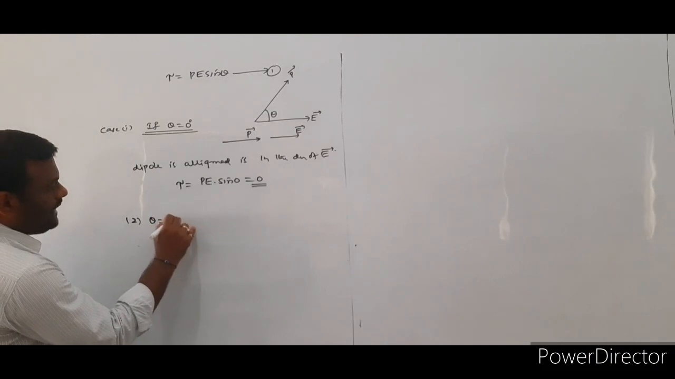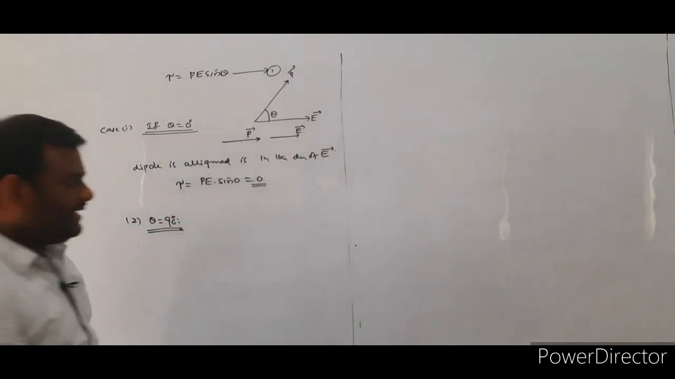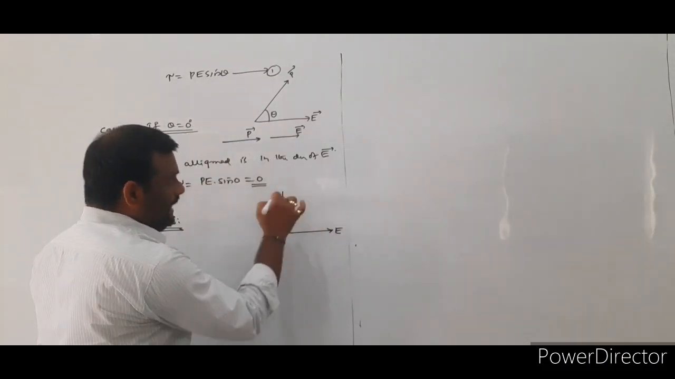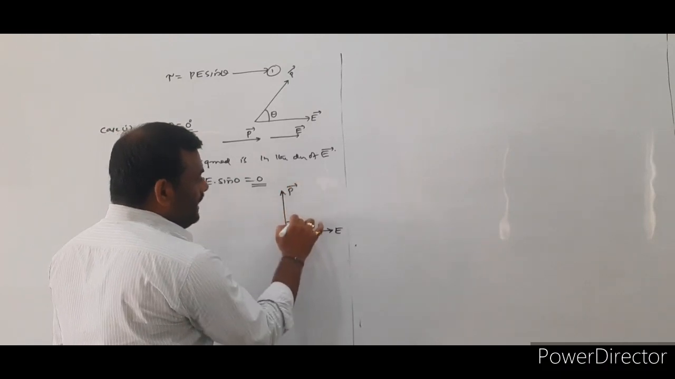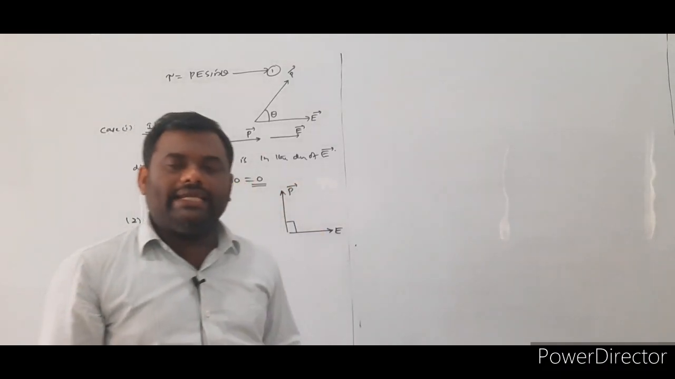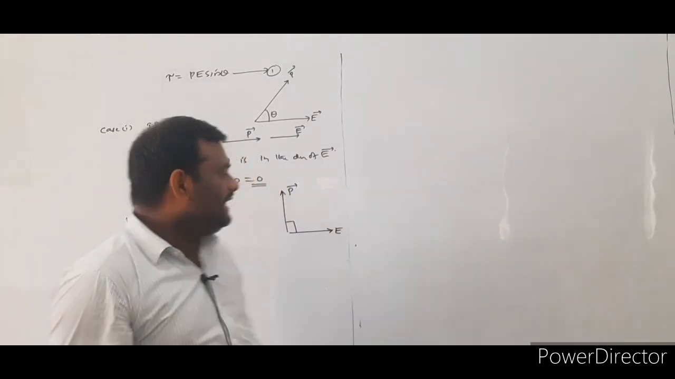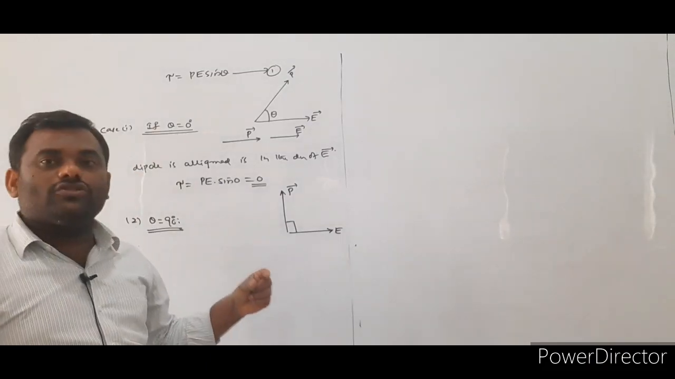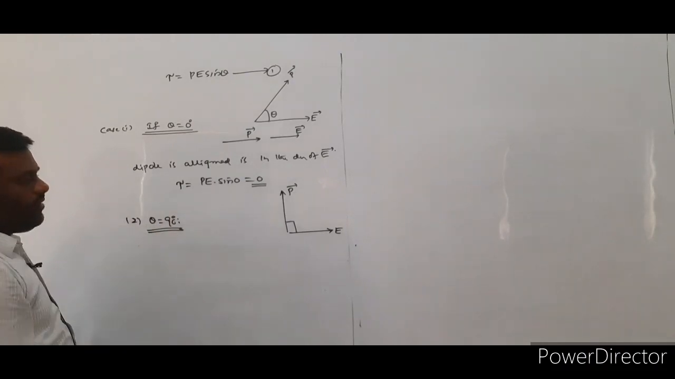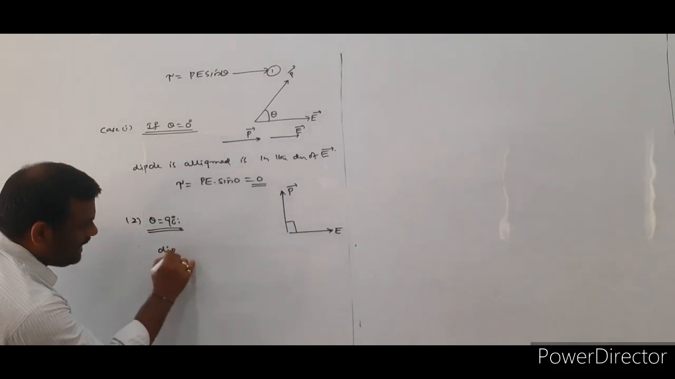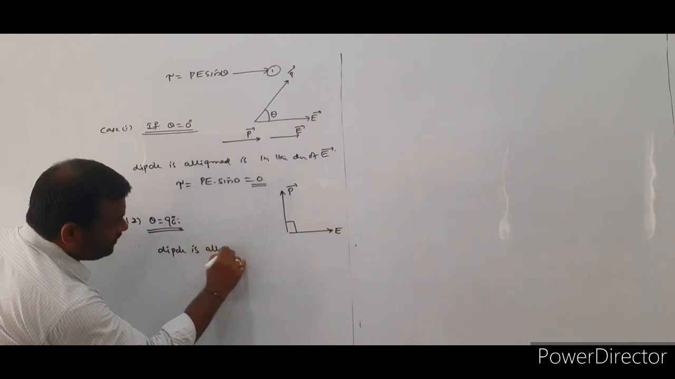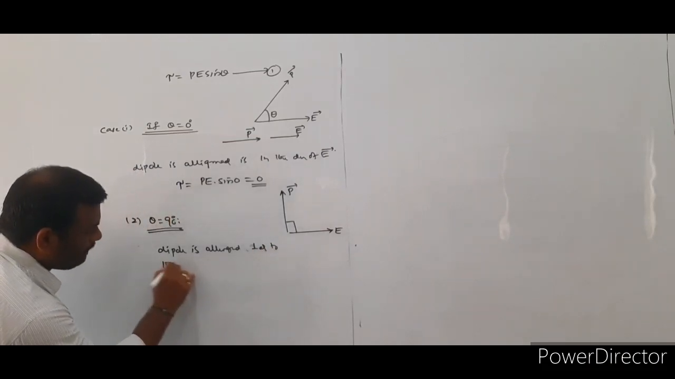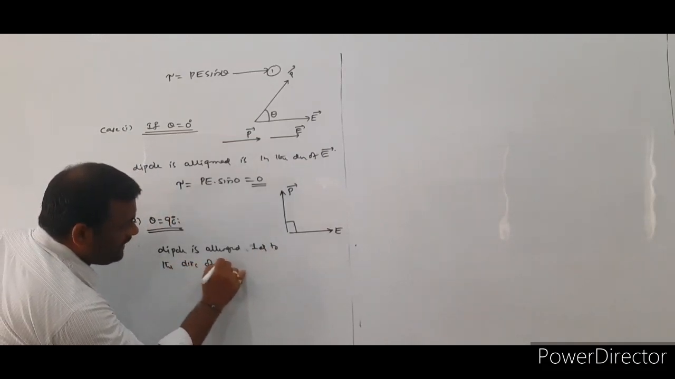Next, case 2. Theta is equal to 90 degrees. This is the direction of the electric field, which is constant, and theta is equal to 90 means the dipole will be aligned perpendicular to the direction of the electric field, then the net torque becomes maximum. So here theta value is equal to 90 means the dipole is aligned perpendicular to the direction of the electric field.